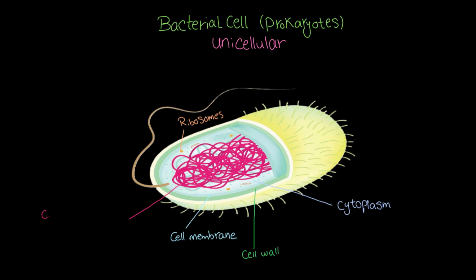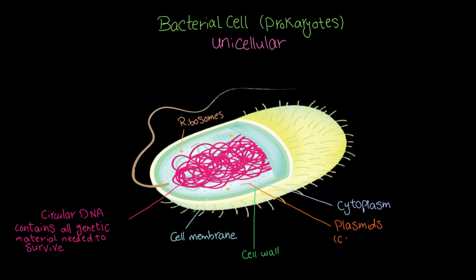It has a single circular strand of DNA that floats freely in the cytoplasm, and it contains all the genetic material needed to survive. Some bacterial cells also have one or more small rings of DNA which are called plasmids. Plasmids carry extra genes, like antibiotic resistance ones. Some bacteria also have flagella. These are hair-like structures that protrude from the bacterial cell and they help in locomotion.